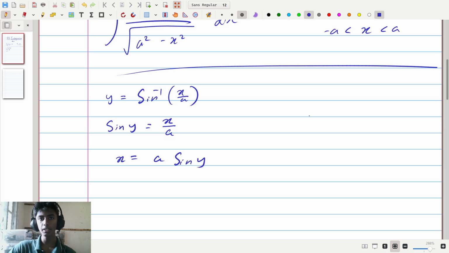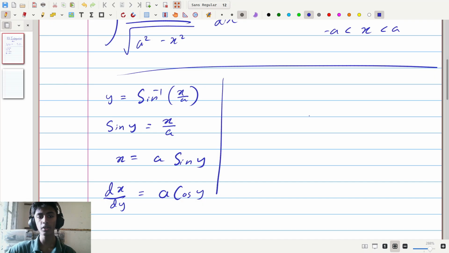Now, let's take the derivative with respect to y. So then we have to take the derivative of x with respect to y on the left, which is going to be equal to the derivative of a times the sine of y with respect to y on the right side. A is a constant, so we can take it out, so it's just a times the derivative of sine of y with respect to y. The derivative of sine of y with respect to y is going to be the cosine of y. So therefore, dx by dy is a times the cosine of y.